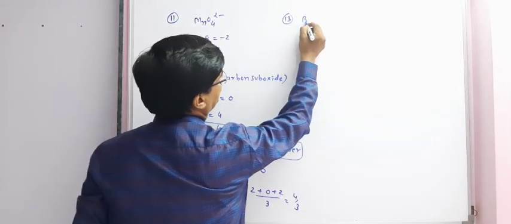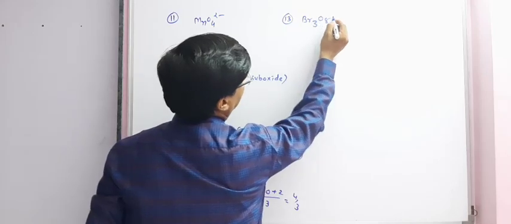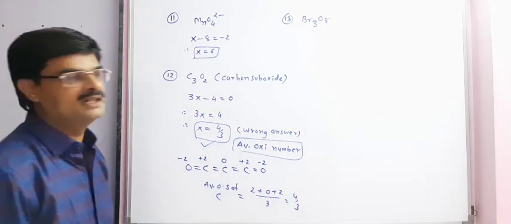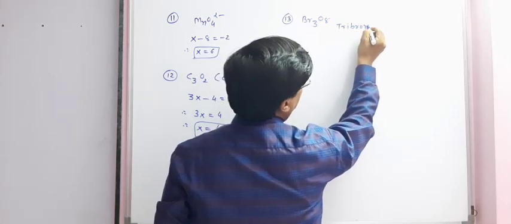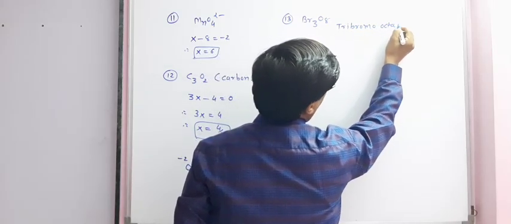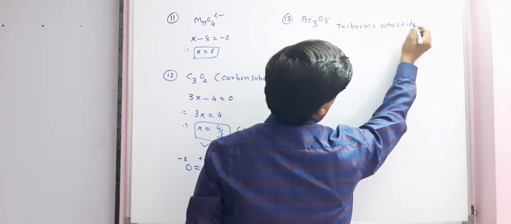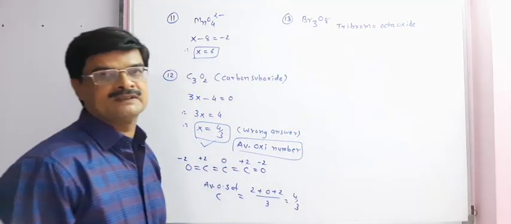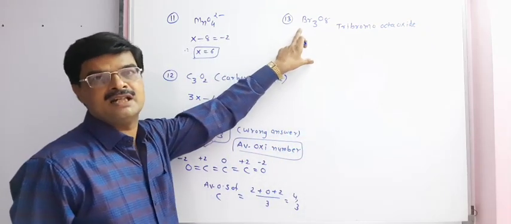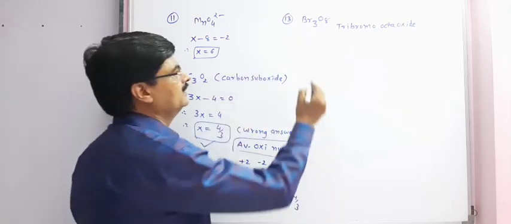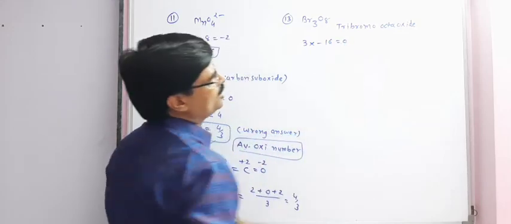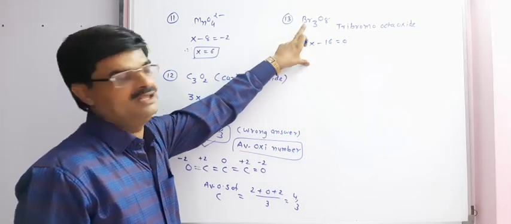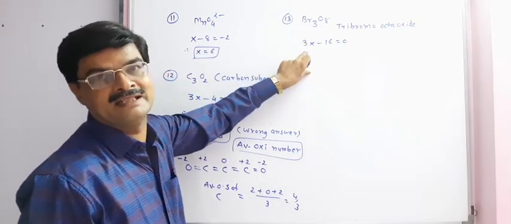Next, Br3O8, tribromine octaoxide. First we understand by using the formula method. 3x minus 16 is equal to 0. For each bromine, consider x, so we will get 3x.